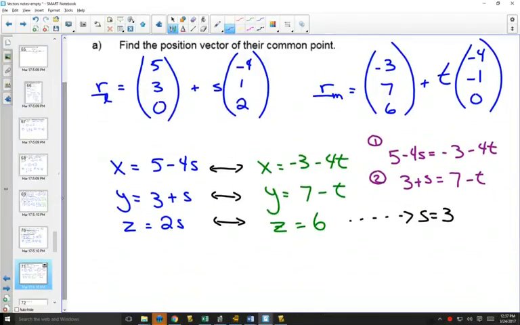I'm going to use equation 2. If I put s is 3, then I would have 3 plus 3 has to equal 7 minus t. Solving for this, we get t is equal to 1.